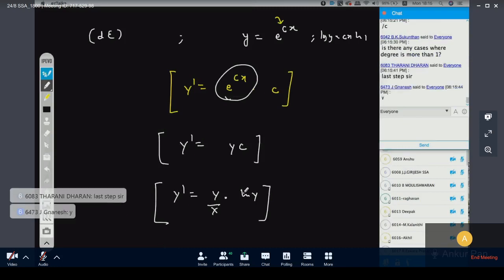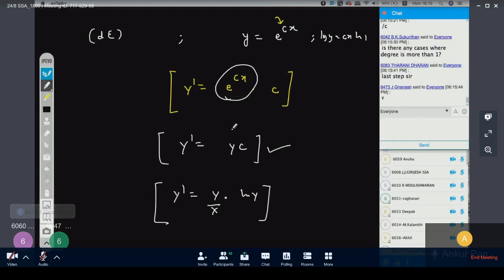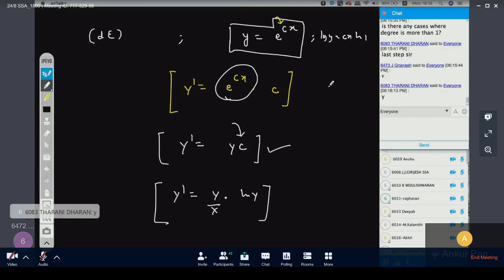Last step, see beta. In the differential equation, you don't want an arbitrary constant. So you don't want c. What should c be replaced with? From the first equation, we can calculate the value of c by applying log on both sides. Clear? Log y is equal to cx into log e, and log e is 1. So c is equal to 1 by x times log y. Clear? Got it?